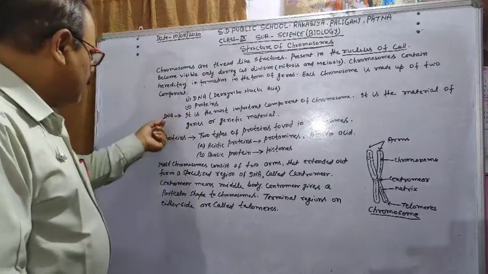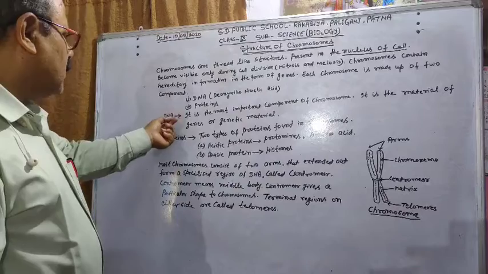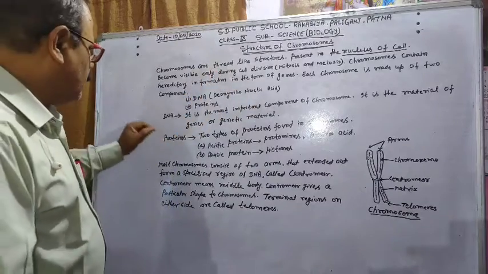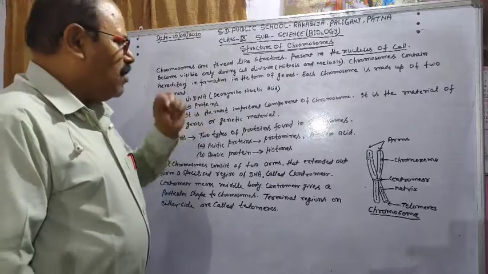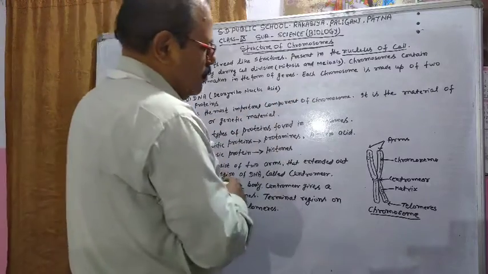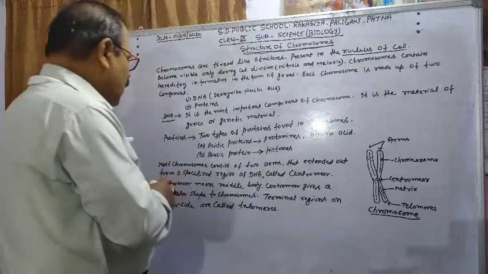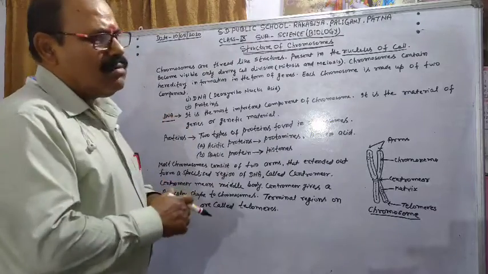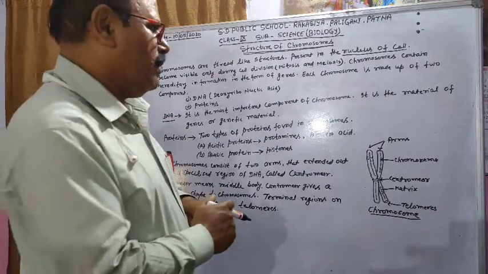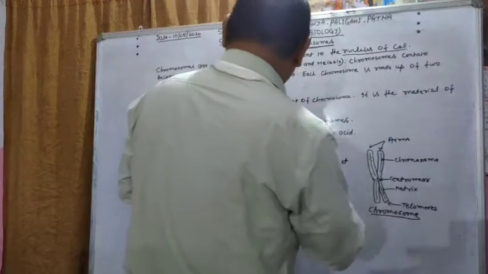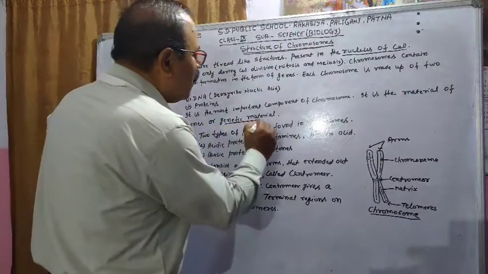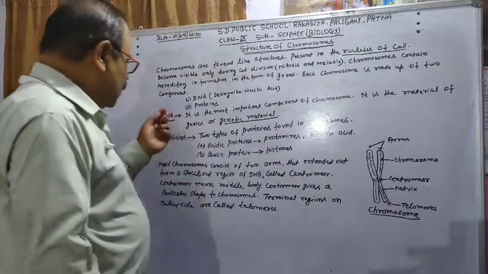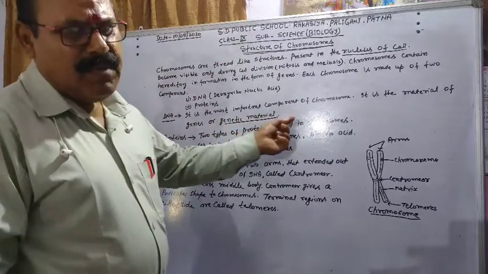Now we start. The first component of a chromosome is DNA. It is the most important component of a chromosome. It is the material of genes, or genetic material. DNA is known as genetic material.